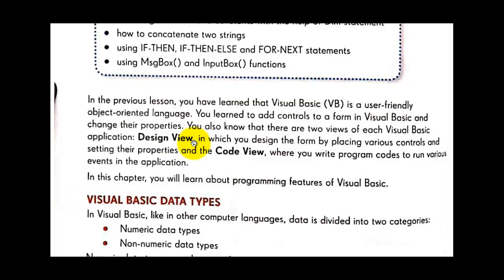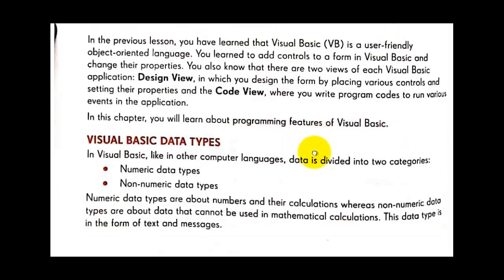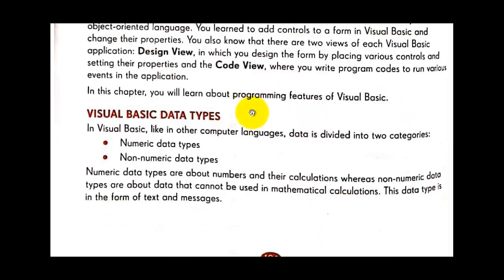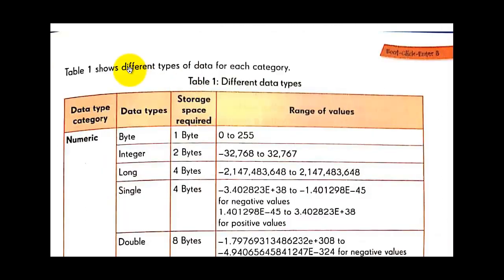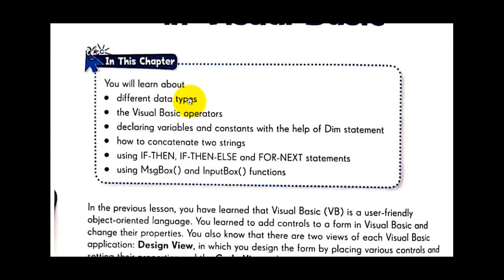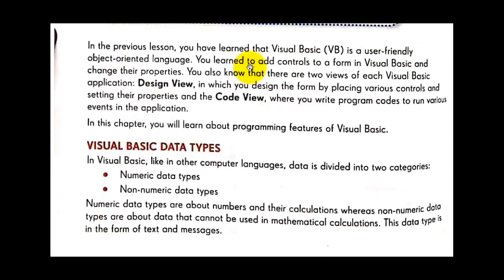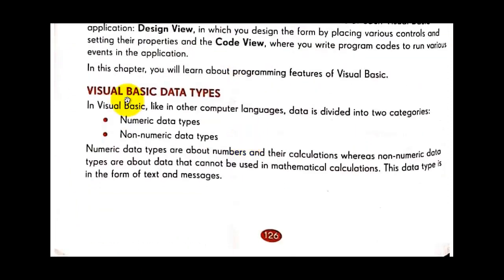Now in this chapter number 7, we are going to learn about the programming features of Visual Basic. What are the programming features, how we can do programming in Visual Basic, this we are going to study in this chapter. Now Visual Basic data types, as I told you, here there are different data types. Now let's see Visual Basic data types.